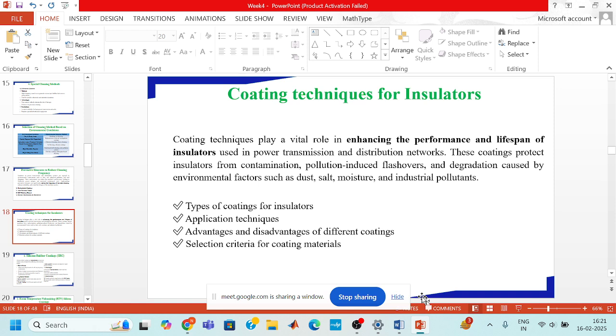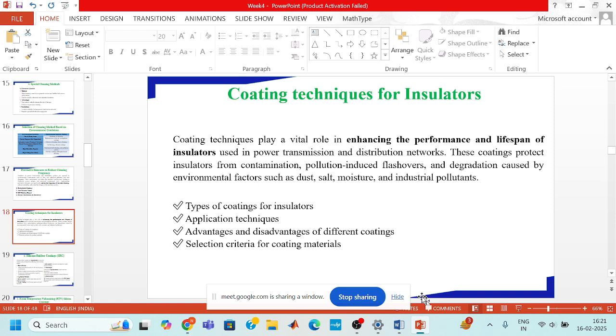Why are we doing coatings? Because coating techniques play a very important role in enhancing the performance and lifespan of insulators, which are used in power transmission and distribution networks. These coatings protect insulators from contamination, pollution-induced flashovers, and degradation caused by environmental factors such as dust, salt, moisture, and industrial pollutants.